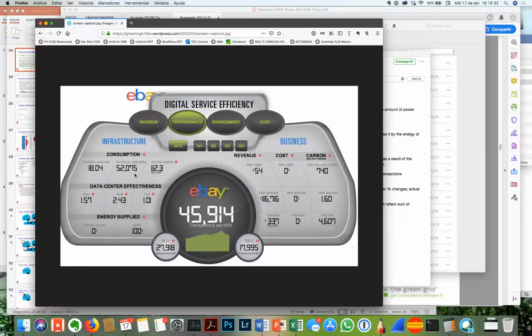Power load, how many servers, how many active users, what percentage of my energy is my own clean energy, solar, that sort of stuff. On the business side, how much money are we making per user?